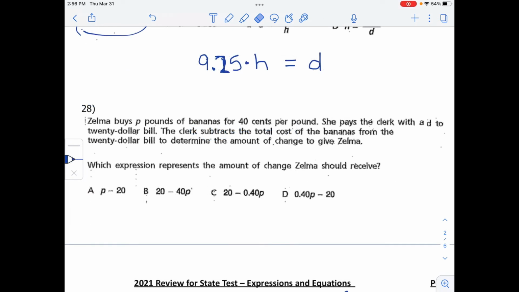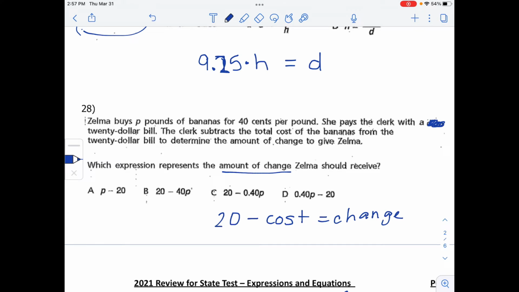On to number 28. Zelma buys P pounds of bananas for 40 cents per pound. She pays the clerk with a $20 bill. We're going to cross out this D and 2 here. It's not part of the question. The clerk subtracts the total cost of the bananas from the $20 bill to determine the amount of change to give Zelma. Okay, so we're starting with a $20 bill, right? We want to know which expression represents the amount of change Zelma should receive. So that means we're going to have to subtract the cost of the bananas from the $20 to figure out how much change is needed.